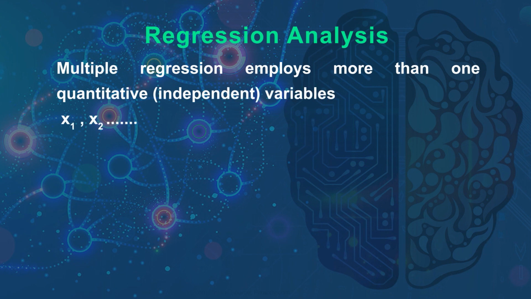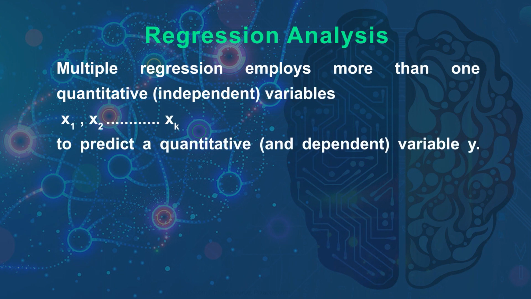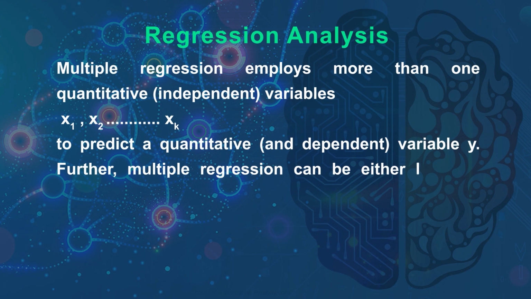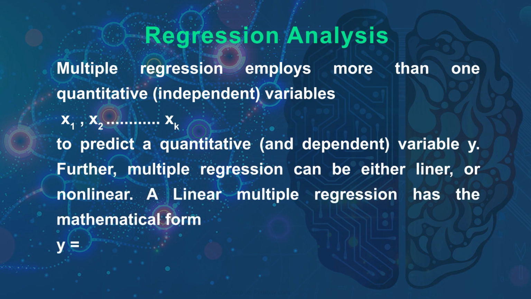Multiple regression employs more than one quantitative or independent variable, x1, x2, say up to xk, to predict a quantitative and dependent variable y. Further, multiple regression can be either linear or non-linear. A linear multiple regression has a mathematical form y = beta naught + beta 1 x1 + beta 2 x2 + ... + beta k xk + epsilon.